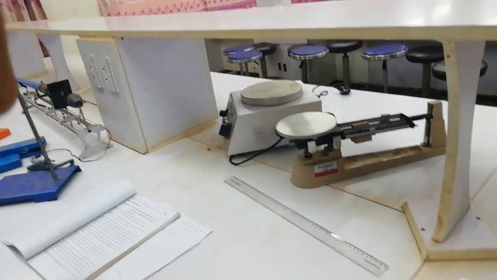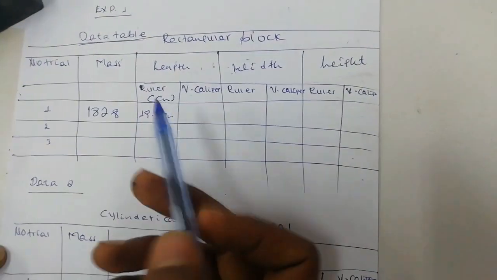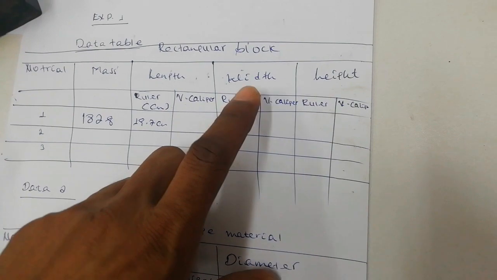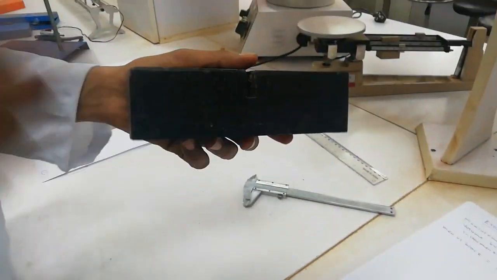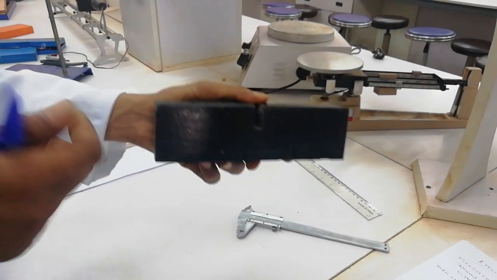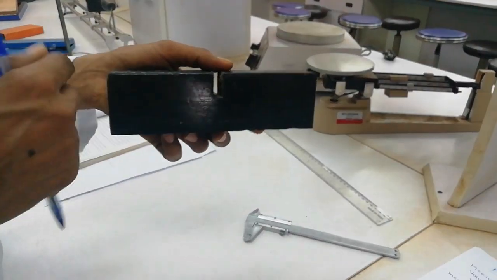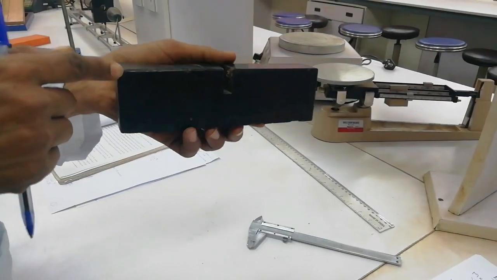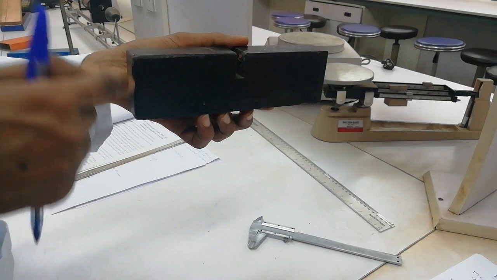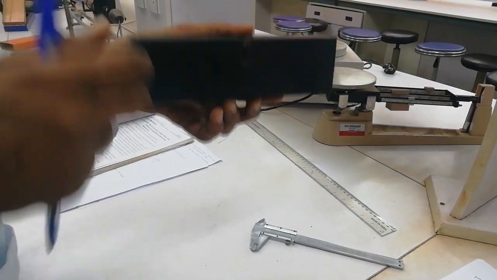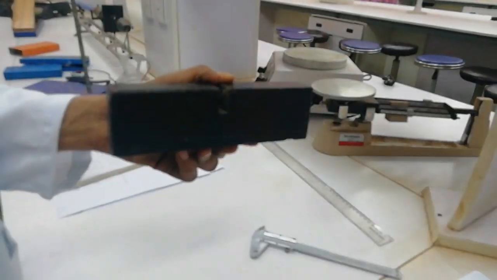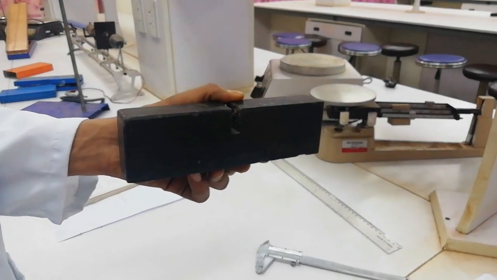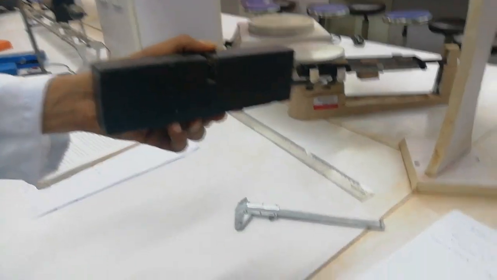So let us proceed to our data. Let us proceed to the width of this rectangular block. If we hold this rectangular block just like this, from this to this is the length, from this to this is the height, and this is the width. If you hold it just like this, from this to this we are measuring the length, which is 90.7 using rulers.